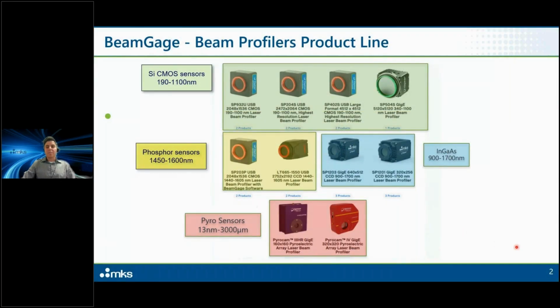So Ophir's current product line includes various beam profilers designated for different wavelengths. The major product line is our silicon CMOS sensors designated for wavelengths from 190 to 1100 nanometers. The next family is phosphor-coated sensors designated for the SWIR region and the popular 1550 nanometer eye-safe wavelengths, and also our InGaAs cameras for thermal imaging, which are intended to be used in NIR and SWIR region, and our pyroelectric sensors that are designated to measure the entire spectrum from deep UV 13 nanometers up to millimetric waves.